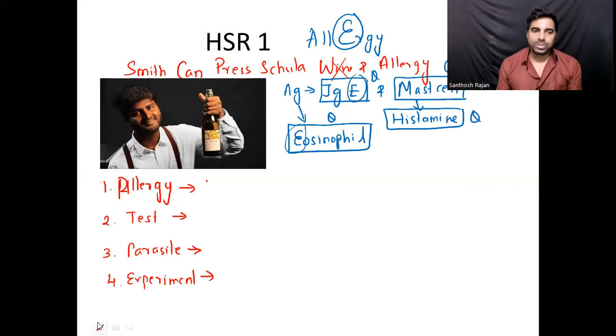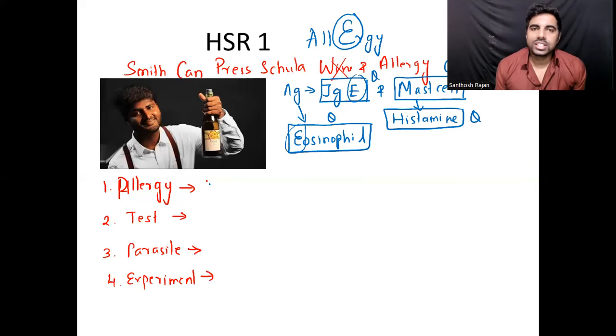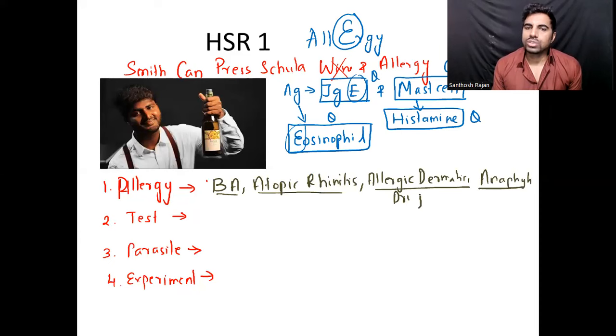That's why I have made this. So type 1 being allergy, it is naturally something you should know. What are the allergic diseases you know? Bronchial asthma. Asthma is allergy. Atopic rhinitis, yeah, allergy. And then allergic dermatitis, not contact dermatitis, A for A, right? Contact dermatitis is the delayed one. Anything allergy: bronchial asthma, atopic rhinitis, allergic dermatitis, anaphylaxis, any anaphylaxis reaction to any drugs, okay? Drug allergy, any drug allergy to penicillin.